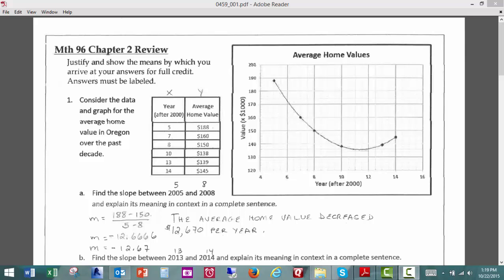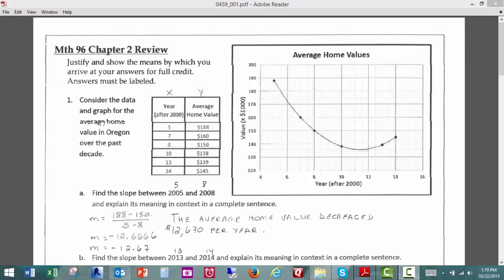This is the test review for Math 96, Chapter 2. We'll do a couple of problems. It says justify and show the means by which you arrive at your answers for full credit. Make sure that you show me something. I know you're going to be using your calculator a lot, but I need to see something. Make sure your answers are labeled properly.